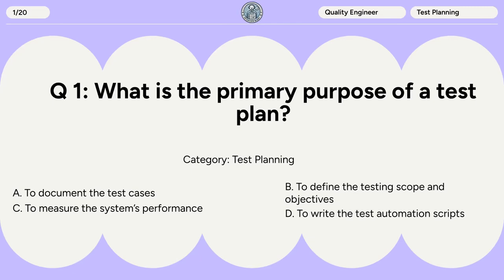Question 1. What is the primary purpose of a test plan? A. To document the test cases. B. To define the testing scope and objectives. C. To measure the system's performance. D. To write the test automation scripts.